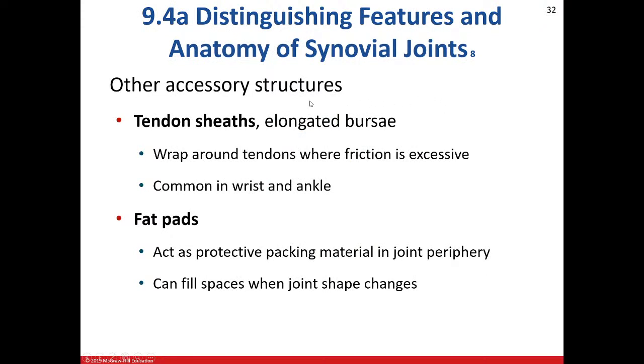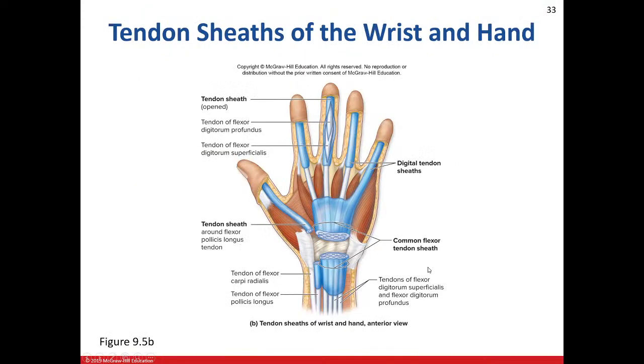Other accessory structures. You have tendon sheaths, which are elongated bursae. They wrap around the tendons where friction can be excessive, and they're common in the wrist and the ankle. Then we have fat pads that act, as you might expect, as protective packing material in the joint periphery, on the edges of the joint, and they can fill spaces when the joint shape changes.